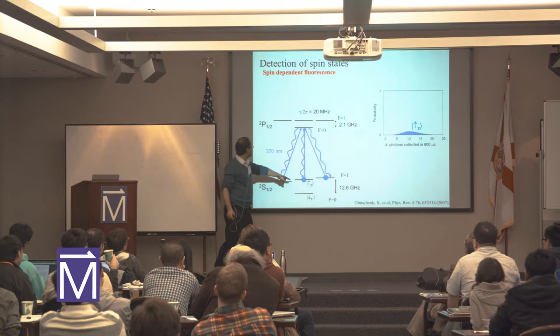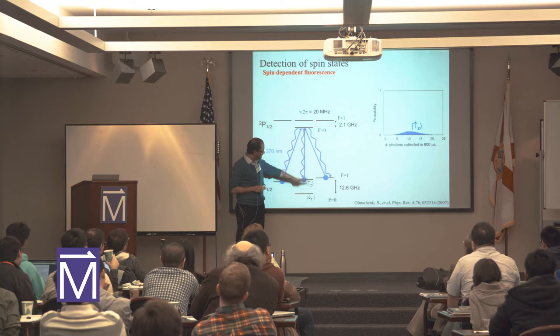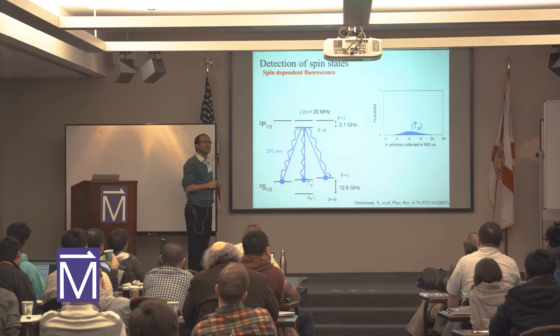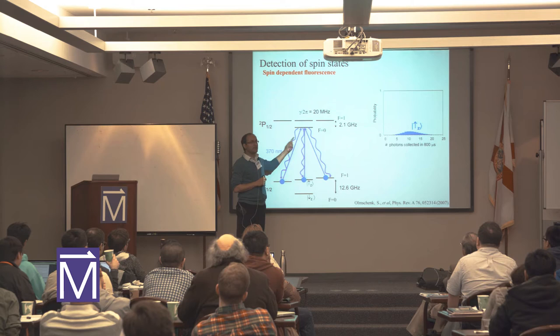So it goes up here, and it spontaneously decays. Now the trick here is this state is decoupled from this state because of the dipole moment forbidden transitions, if you recall your basic atomic physics. So if I am in spin up, this thing never comes to spin down. So that means I can repeat the process many, many times.